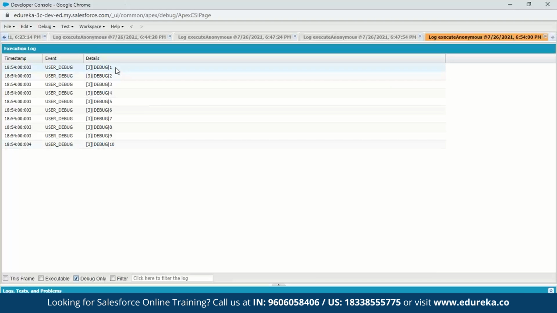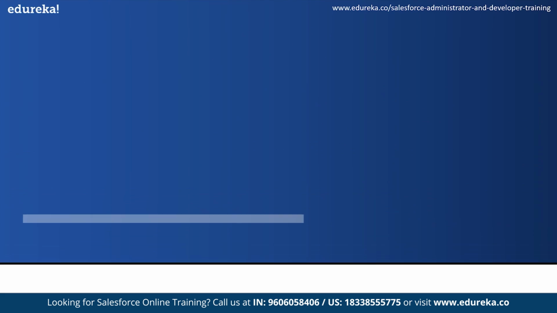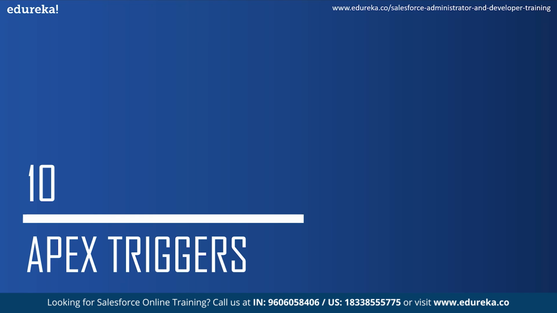Now you can see, this is how you can use a for loop to iterate a particular condition. So these were the conditional statement and the looping statement in Salesforce Apex. Now let us move on to the next topic and see what Apex triggers are.